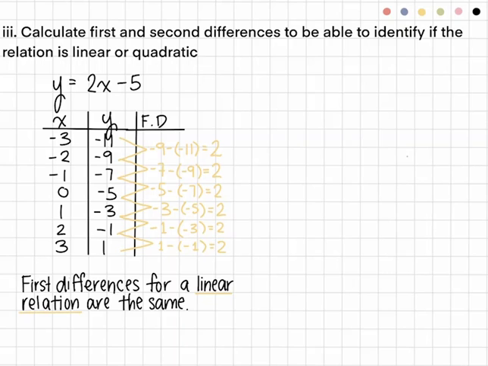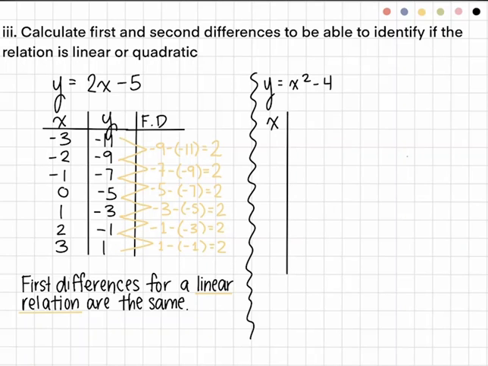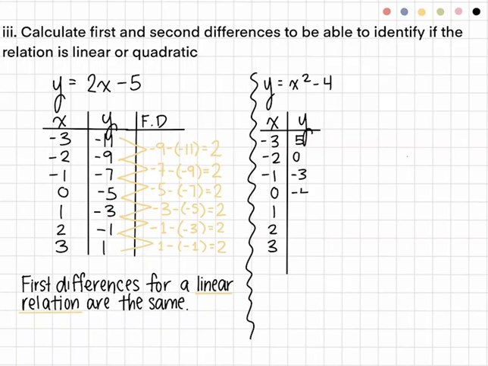Let's do one more table of values. Let's do y equals, I'm just going to draw a line here to divide this. Okay, let's do y equals x squared minus 4. So let's go ahead and draw our table of values. And pause here and check your answers. Okay, let's fill in our answers. We've got 5, 0, negative 3, negative 4, negative 3, 0, and 5.